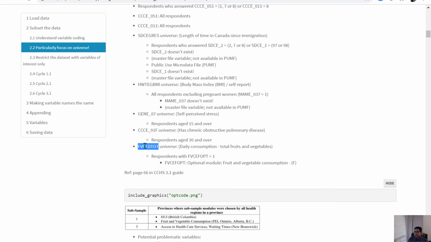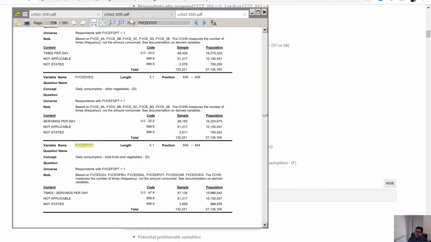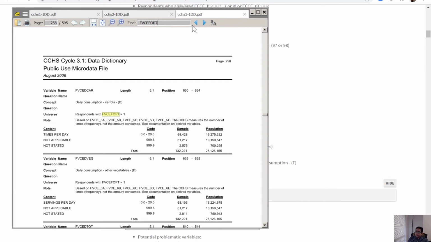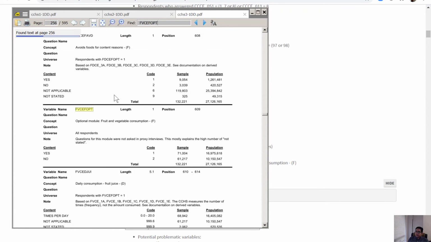Alright, most important variable we have collected is this one. You can see that in this variable, the universe is respondent to this, and that gives you the information. Let me show you how the universe is working here. So this is the variable. It says that whoever answered this particular question. Okay, so what is this question? So this question is optional module fruit and vegetable.